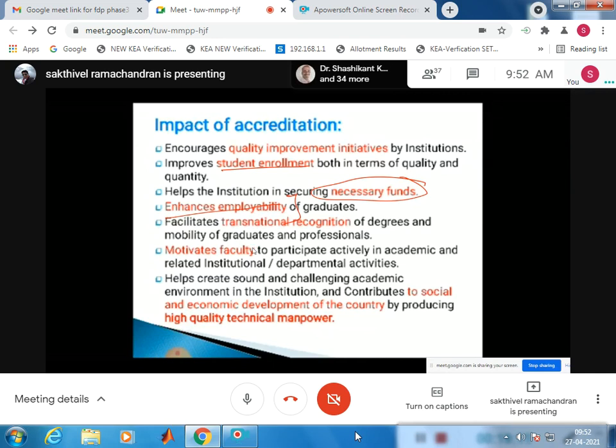Then of course it also helps students who move on to higher studies, either abroad or at other universities. It also motivates the faculty to work for an institution which is a pride, like one accredited by NBA with the highest grade. So all these are the advantages and impacts. And above all, it also, directly or indirectly, helps ensure high-quality technical manpower for society.